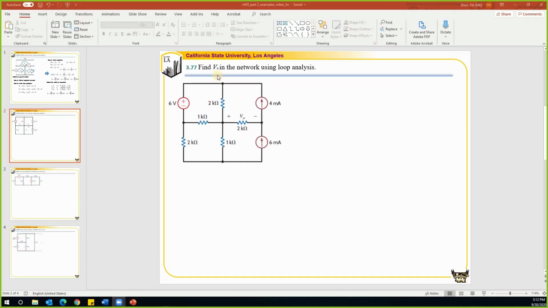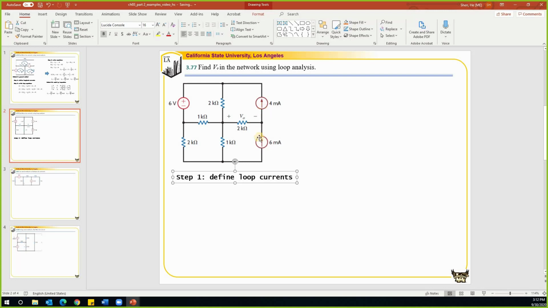So in this example, we're going to find Vo in the network using loop analysis. Vo is given here. The first step for loop analysis is always to define the loop currents. How do we define loop currents? The most obvious way is to define the mesh currents.